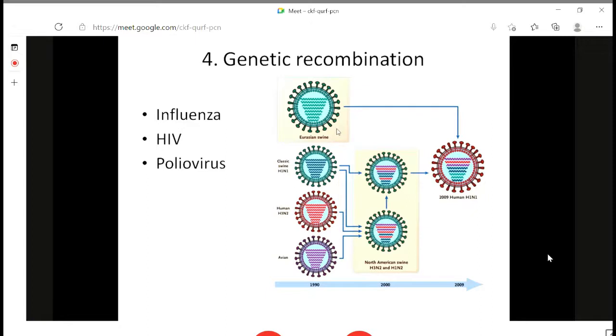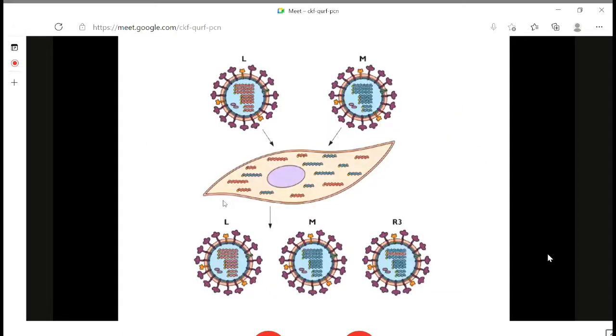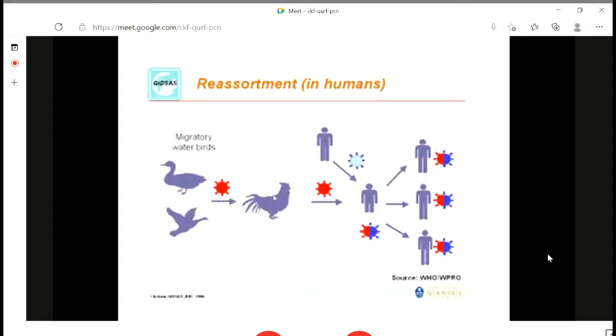Okay, so this phenomenon is called genetic recombination. As I said, we'll be giving more focus to genetic recombination. Because of this genetic recombination, a particular phenomenon that occurs is called antigenic shifting.